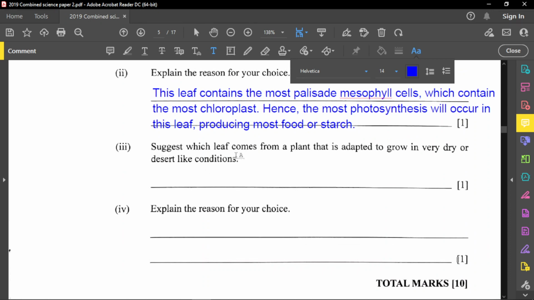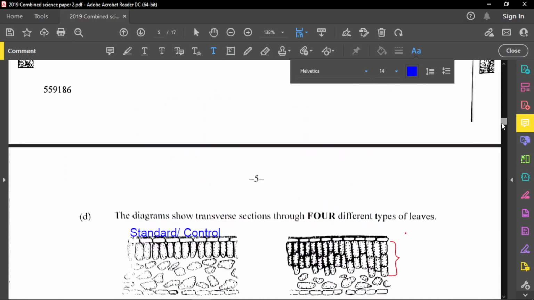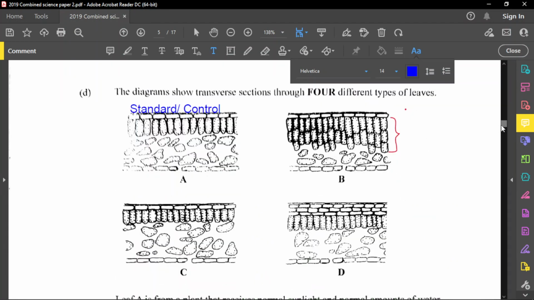It says suggest which leaf comes from a plant that is adapted to grow in very dry or desert-like conditions. So let's go back to the leaves and see which of them you think will be adapted for dry areas or desert-like situations. And so what this leaf should represent is a leaf that will prevent water loss, or reduce the most water loss. That means water will be conserved within the leaf the most.